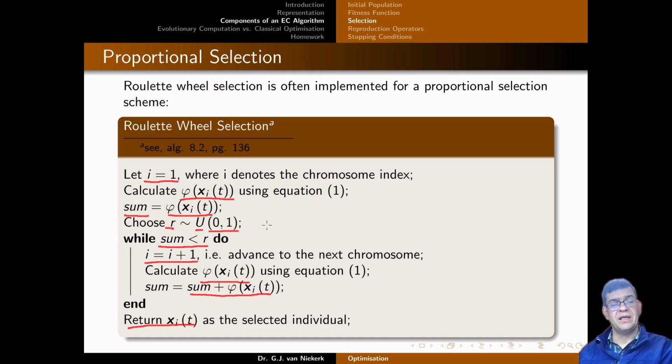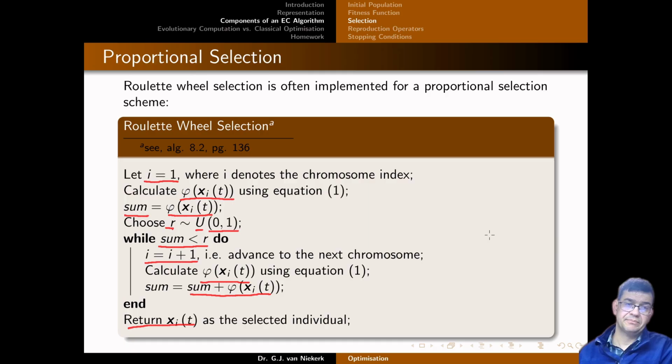So the idea is that if an individual has a high probability of being selected, there's a high chance that it will exceed the value of r at some point, and then you're going to return that value. So it's a simple, straightforward algorithm, and in that way we can choose an individual based on that probability.